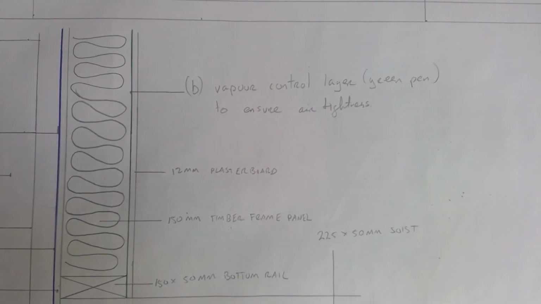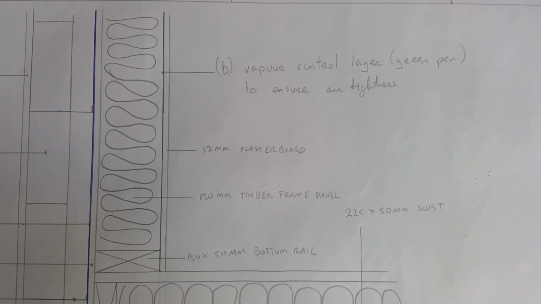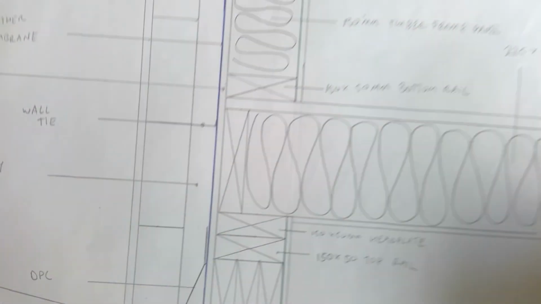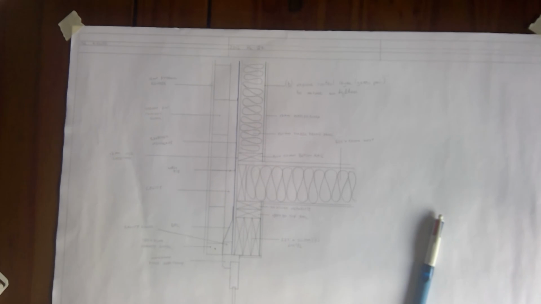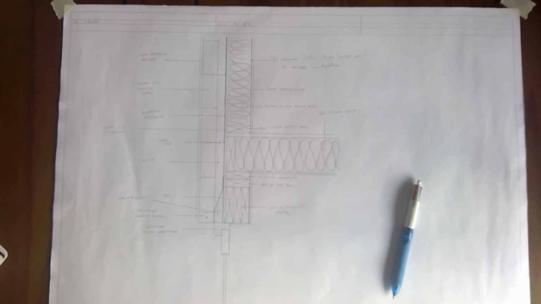Part B, you can see there vapor control layer, green pen to ensure air tightness. In my sketch I used red pen. I've actually forgotten to draw in the air tightness tape in those corners, which you can add to your part B as well. Alright, so that's what that full solution looks like. Have a go at that question there.